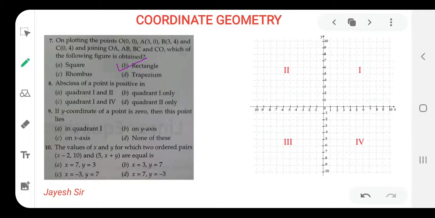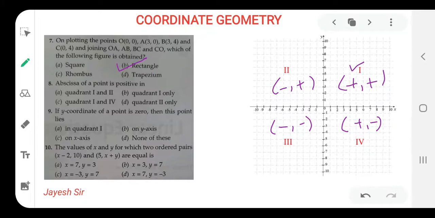Abscissa of a point is positive in. Abscissa of a point is positive, that means the point having x value is positive. So let us check with the signs, that we remember: plus plus, here it is minus plus, here it is minus minus, and here it is plus minus. Abscissa, that means the value of x, is positive in which quadrants? We can see in first quadrant, in second it is negative, third is also negative, in fourth we can see positive. That means in quadrants 1 and 4, so option number C is our correct answer. I hope you all are getting it.